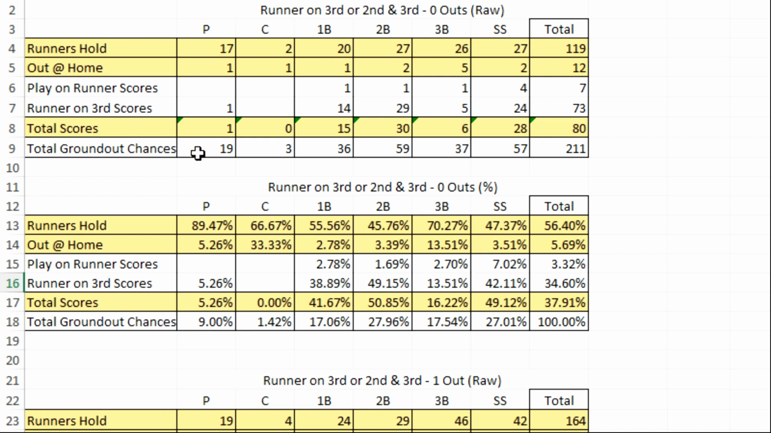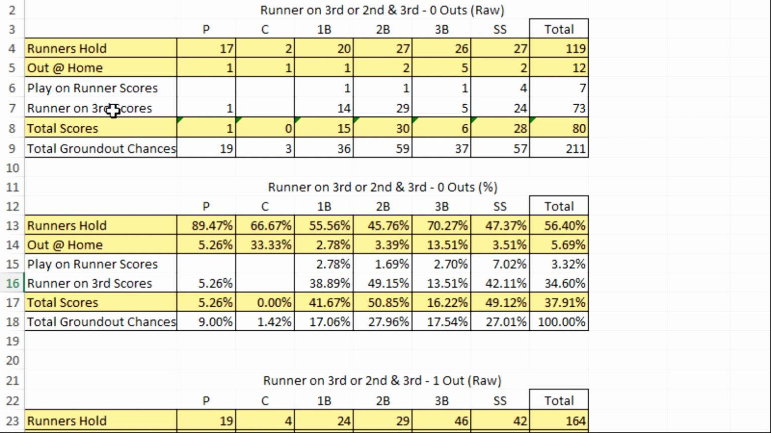As we can see, the three main categories that I broke this down into that I found to be important were: does the runner on third hold at third? Is the runner on third out at home trying to score? Or does the runner on third score? And within the runner on third scoring, either the runner on third scores because there's a play made on a different runner or an out made at a different base.